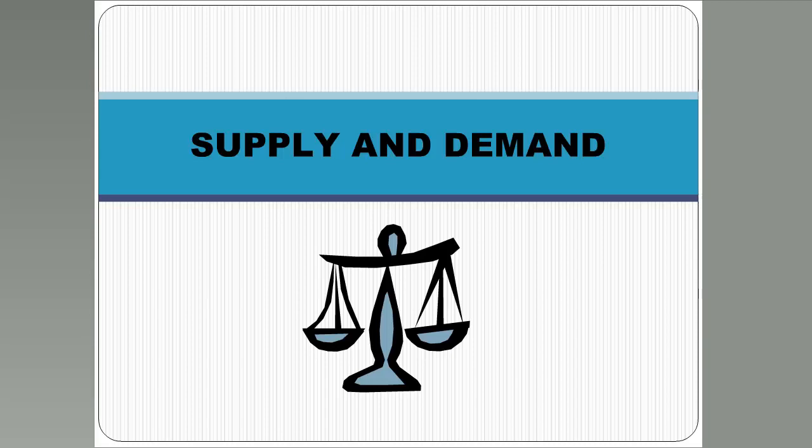There must be a buyer and seller in every market transaction. The seller is on the supply side of the market. The buyer is on the demand side of the market. The market price of the goods or service is determined by the supply and demand for it.